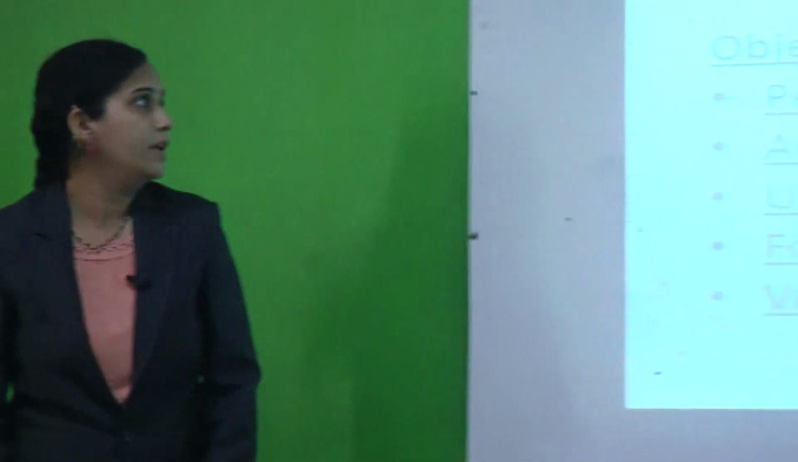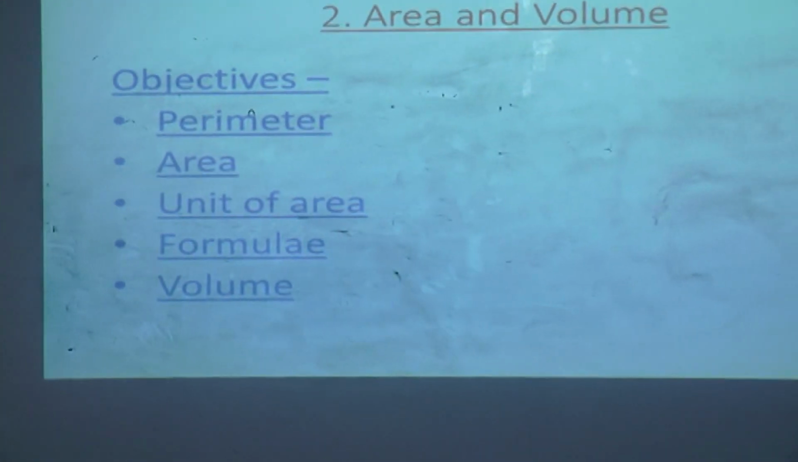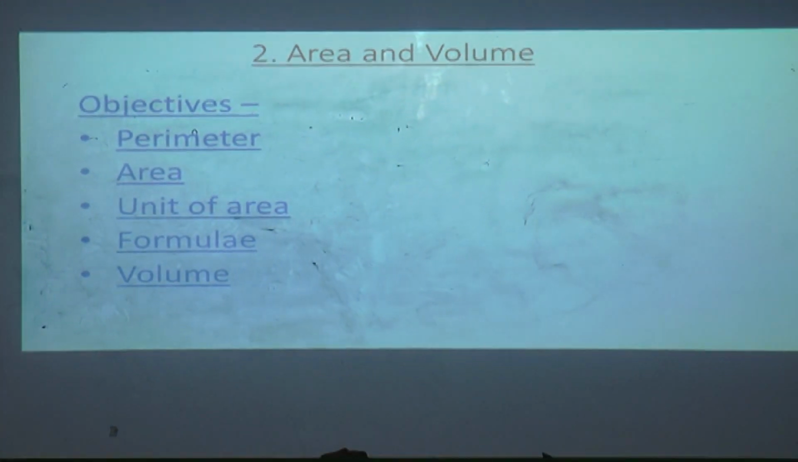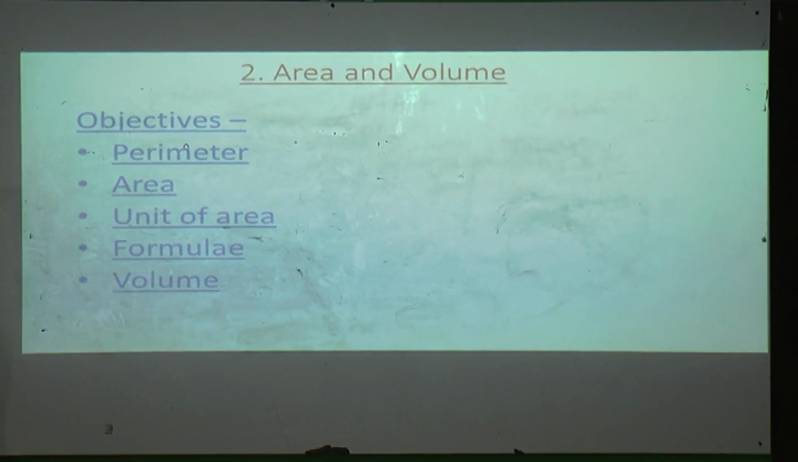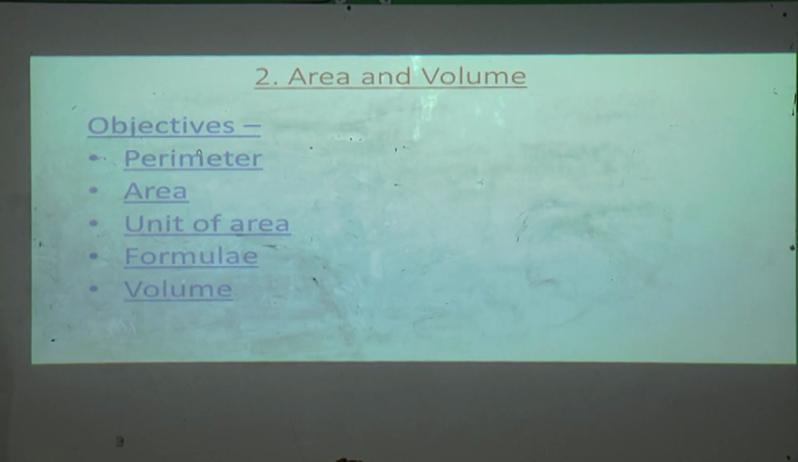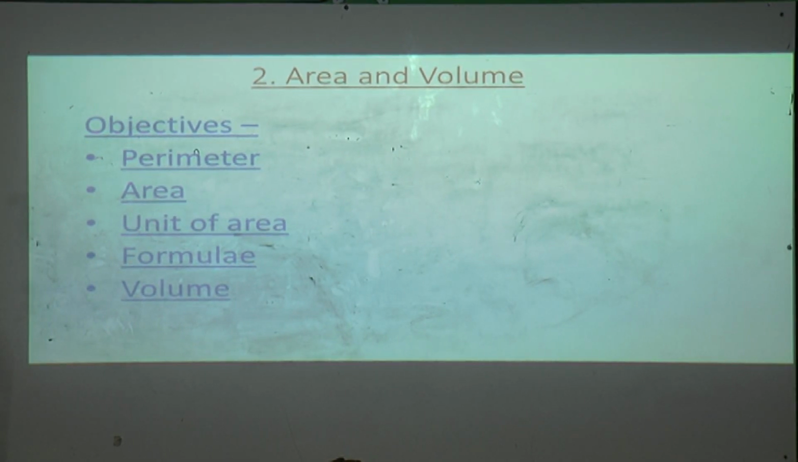Today we are going to learn about area and volume. So open your textbook, lesson number 2, page number 27. Students, in this lesson we are going to learn about perimeter, area, what are the units of area and how to find the area, and what is a volume and the units of a volume. So students, we will start our lesson now.